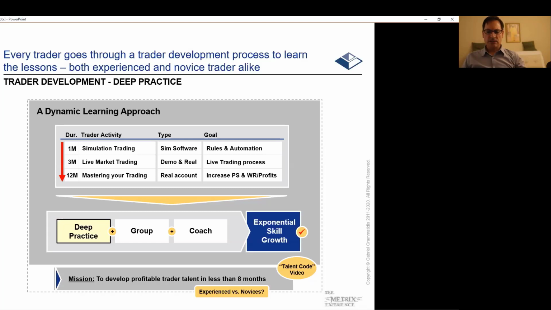I've just recently changed my mission, and my mission has now become to develop profitable talent in less than 8 months. Years back, when I learned to trade with my group of trading buddies, it was unheard of to be able to learn to trade in a profitable way in less than 1 year. It took years, right? But nowadays, with simulation technology available and with deep practice applied, this can be achieved in less than 12 months. And I've got various students who have been able to do that in less than 8 months. So this is part of my mission now, to develop trader talent.